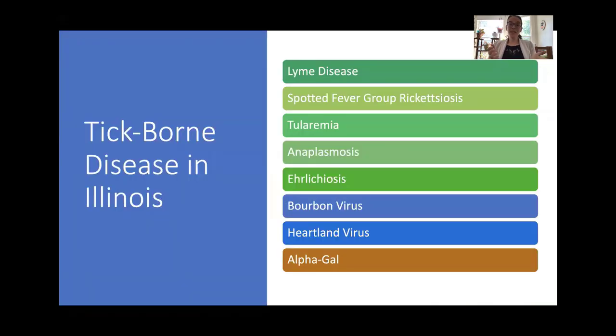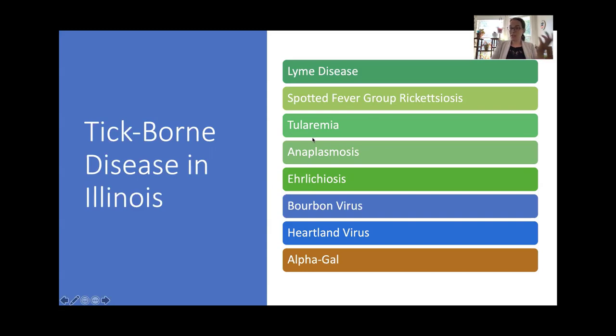And what diseases do they carry in Illinois? There's actually a wide range. Everybody pretty much has heard of Lyme disease, right? So Lyme disease is the most commonly known, but actually in Illinois, we see a wide range of different diseases. So all of these in green: spotted fever group rickettsiosis, which includes Rocky Mountain spotted fever, tularemia, anaplasmosis, and ehrlichiosis.